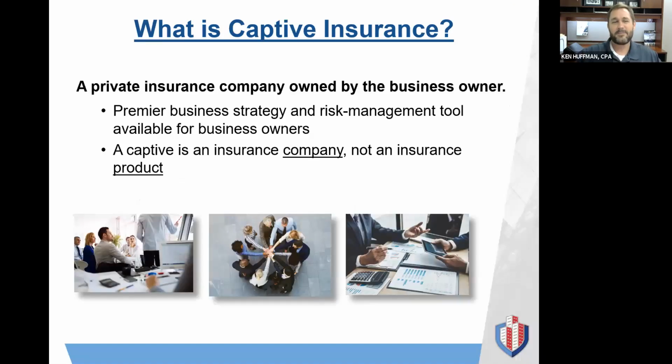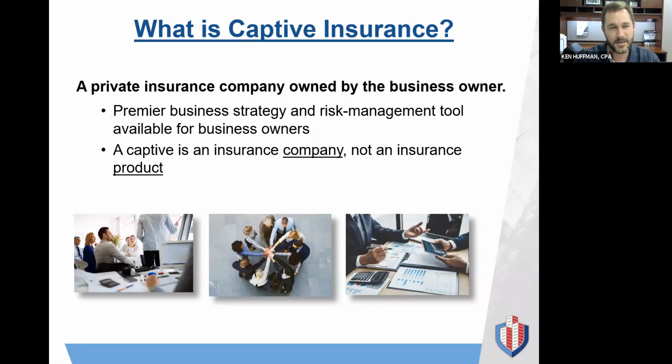So what is captive insurance? It's a private insurance company owned by the business owner. It is a premier business strategy in and of itself, and it is the best risk management tool available to business owners today. It really is. And it's important to remember that this is not an insurance product. This is an insurance company.